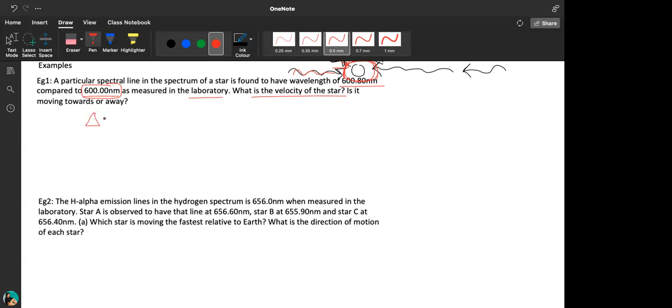Okay, change in wavelength over actual equals v over c. So 600.8 minus 600, over 600, times 3 times 10 power 8 gives v. So you will get 4 times 10 power 5.